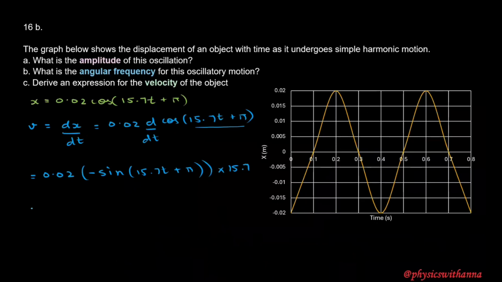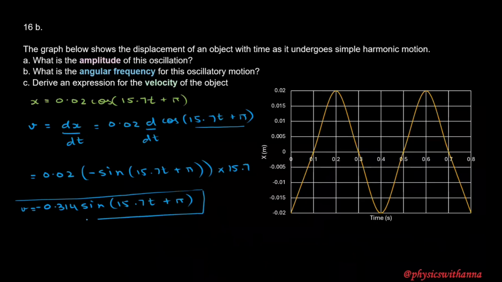So now let's rewrite this. We will multiply 0.02 with 15.7. That will give me 0.314 negative sine of 15.7t plus pi. So this is the expression for velocity that we get.